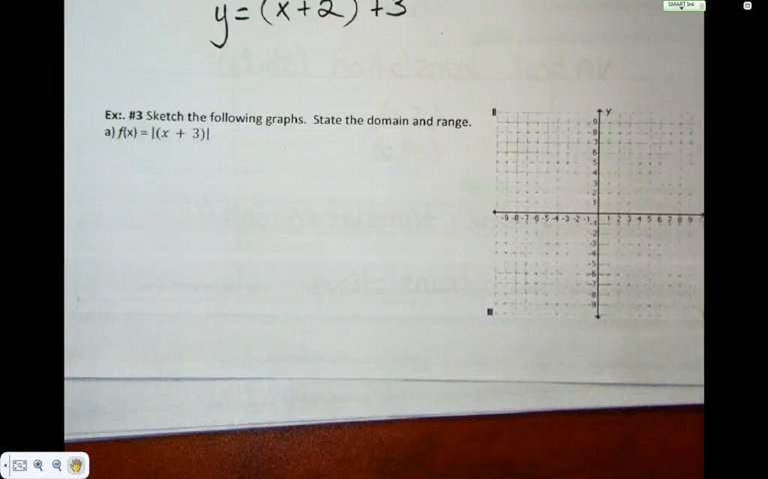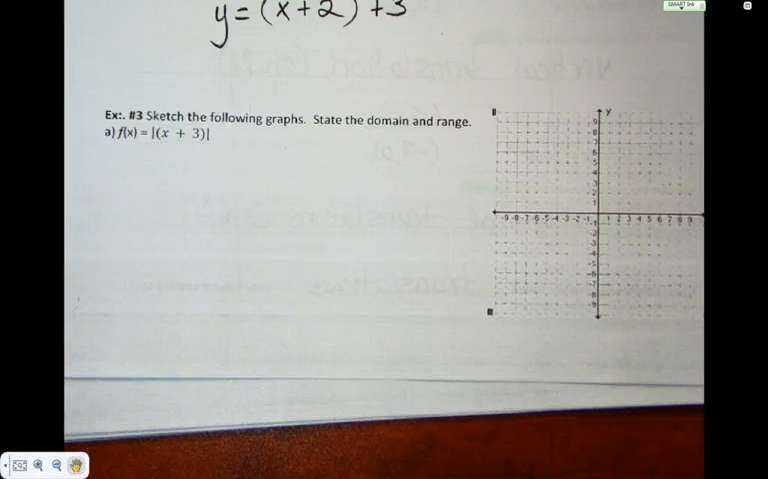Okay, let's do some actual graphing. I always forget about the domain and range, so someone needs to remind me because I get so excited I just go on without them. So at the end, remind me domain and range. Sketch the following graphs. First one is the absolute value of x + 3. State the domain and range.